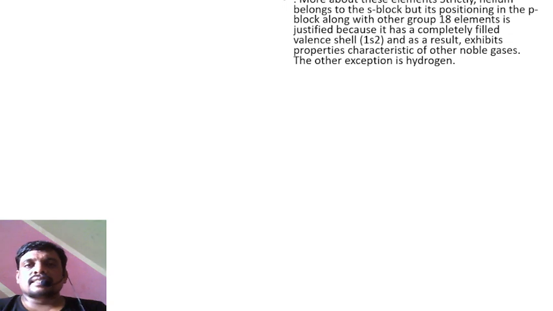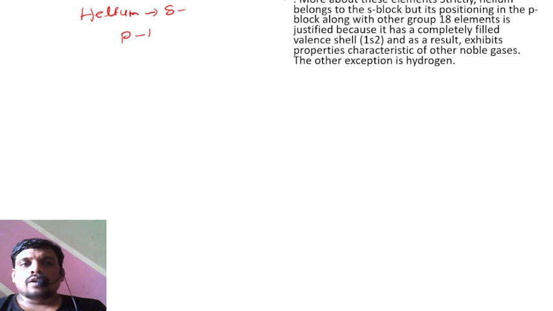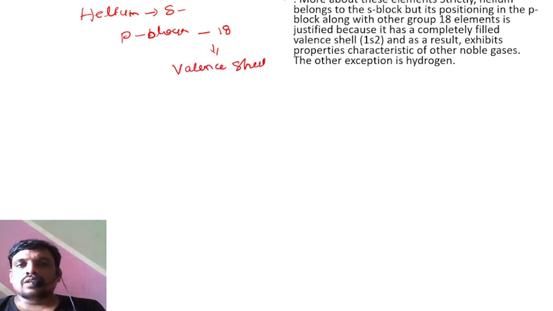Now, more about these elements strictly, let us take helium. Helium belongs to the s block, but it is positioned in the p block. What is the reason for positioning it in the p block? Because, with other group 18 elements, it is justified since it has a completely filled valency shell. Valency shell, you are aware of it. This valency shell is filled with 2 electrons. As a result, it exhibits the properties and characters of noble gases. Hence, it is placed in the p block.